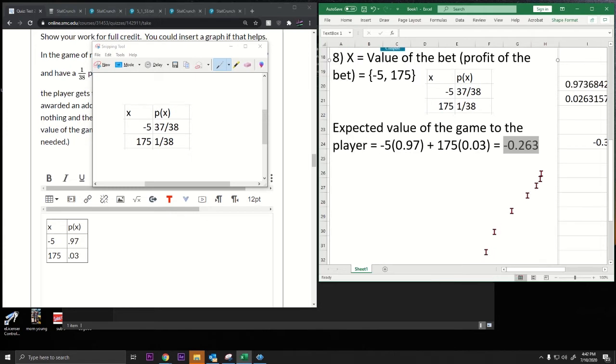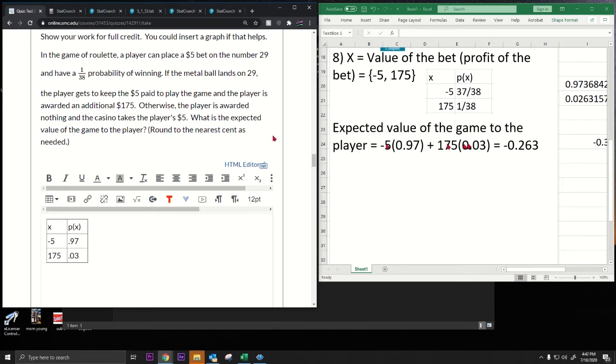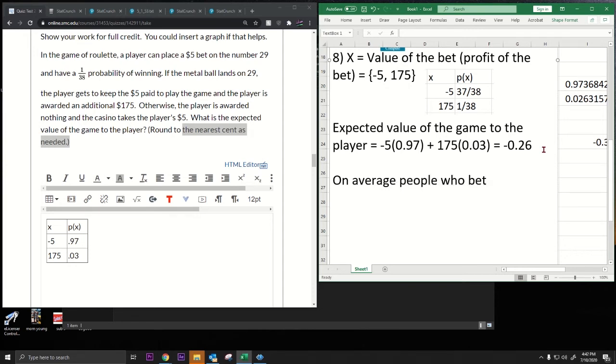Alright. Very interesting. Now let's see. What is the expected value of the game? Expected value is negative 0.263. Round to the nearest cent, negative 0.26. Negative 26 cents. So the interpretation of that is to say, on average, people who place this bet lose 26 cents per bet.